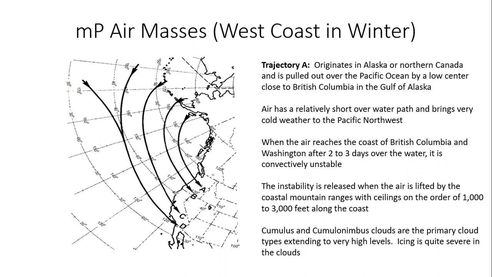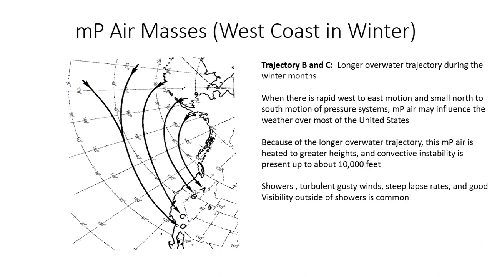Cumulus and cumulonimbus clouds are the primary cloud types, extending to very high levels, and you're going to get a lot of icing. It's going to be severe in these clouds if you're ever in a plane flying through them.